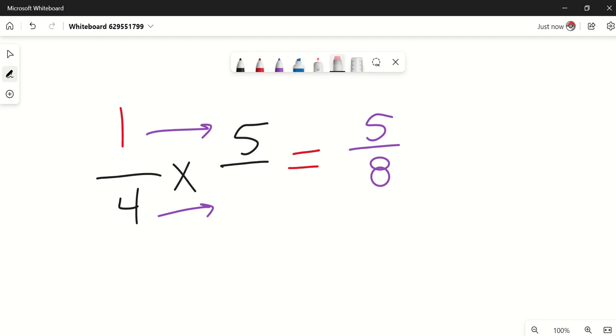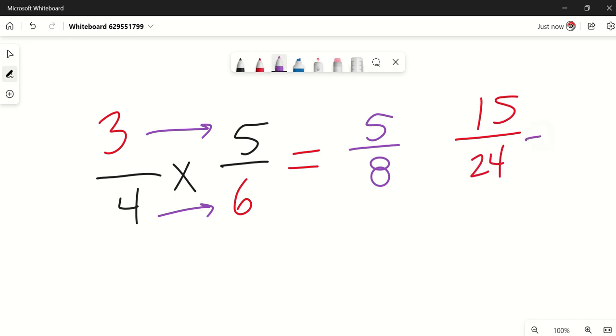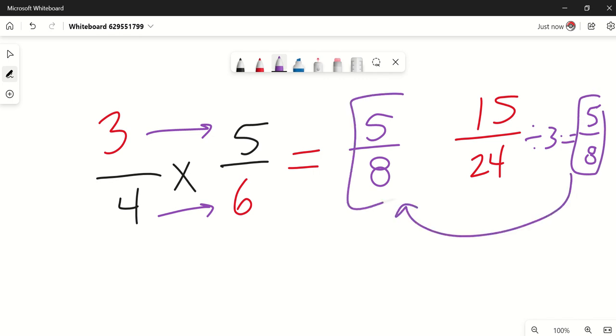Doing it the non-simplified way, so plugging back in our original numbers, 3 times 5 would give me 15. 4 times 6 would give me 24. Both have a common factor of 3, which would give me 15 divided by 3 is 5. 24 divided by 3 is 8. Still gives me the same answer that I had before.